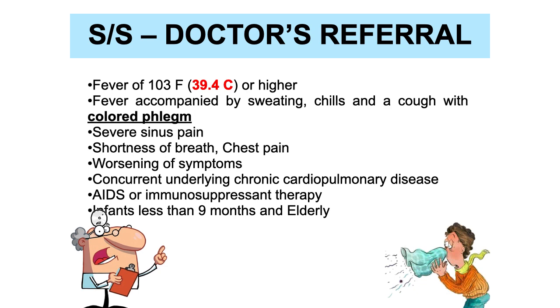Okay, a fever accompanied by sweating, chills, and a cough with colored phlegm. Because, class, that could already be a symptom of tuberculosis. That's a possible symptom of tuberculosis. Okay, so again, we need a doctor's referral for this one, a doctor's diagnosis. Okay, colored phlegm, class, could be dark chocolate or bright red. Okay, that could indicate possible bleeding within the throat, and so on and so forth.